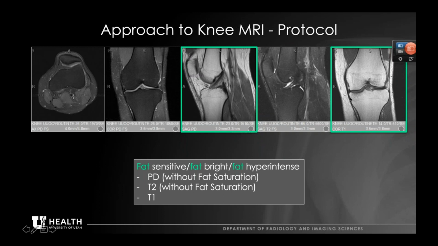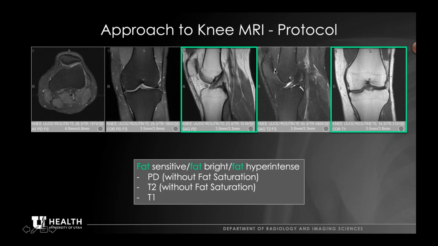So on your T1 sequence, remember, fluid is dark, fat is bright. On your T2 sequence, fluid is bright, but fat is also bright. We perform specialized techniques to actually suppress the fat, so that the only thing in these cases that is bright is fluid. Hopefully this is not too confusing, but really just looking for areas of fat that are bright. So this becomes a fat sensitive sequence. This becomes a fat sensitive sequence.